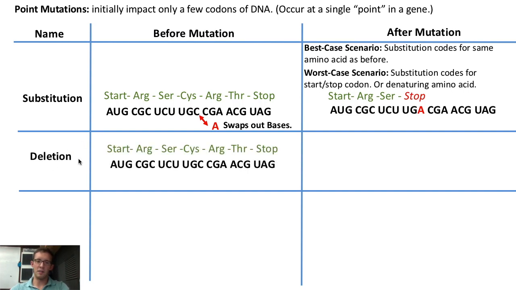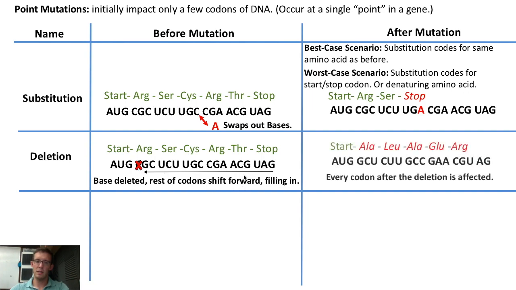Another type of point mutation would be a deletion. So here we've got the same starting protein, but during a deletion, one or more nitrogen bases gets deleted. And as a result, the rest of the codons shift forward in the nucleic acid, filling in. Now, the end result of this is that every codon after the initial mutation is affected. And as a result, there's the potential for a very big change to the amino acids that get coded for.